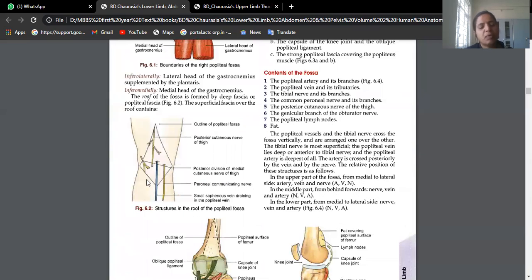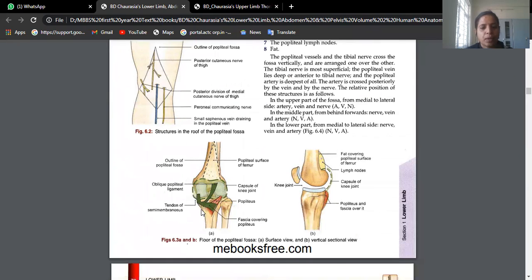In the roof you will find skin and these cutaneous nerves: posterior cutaneous nerve of the thigh, posterior division of medial cutaneous nerve of the thigh, peroneal communicating nerve, and the small saphenous vein which drains into the popliteal vein. This is the roof. In the floor, you will see the popliteal surface of the femur and popliteus muscle. Okay. Then the fascia covering the popliteus muscle.